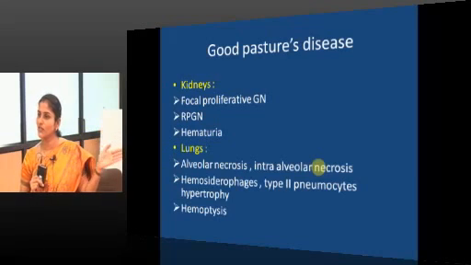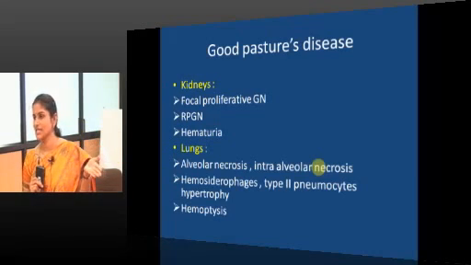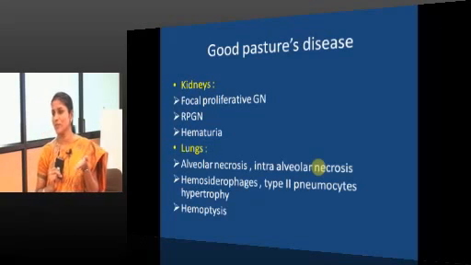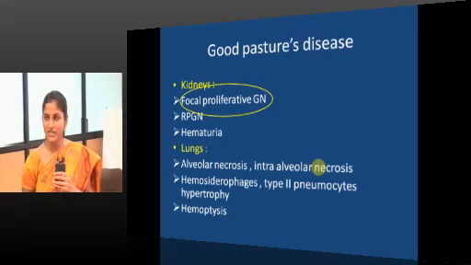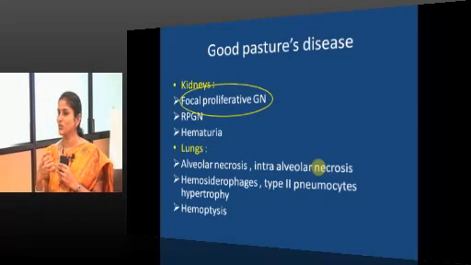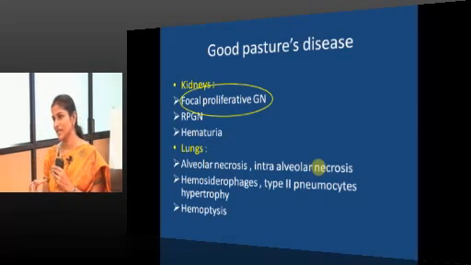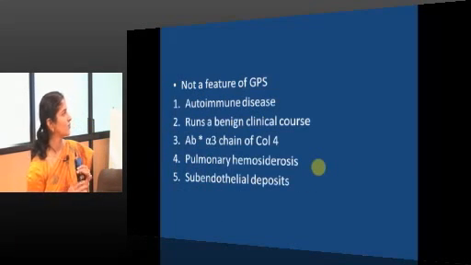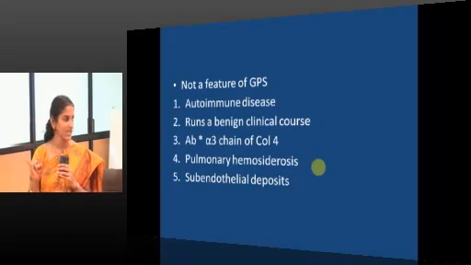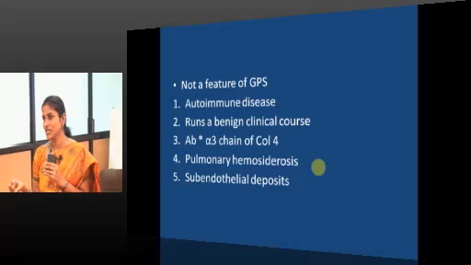Which is the hallmark feature of RPGN? Crescents. Initially, even for RPGN, basement membrane rupture. Good. So hemoptysis will be the symptom that brings a patient to the doctor, and the patient will usually die because of renal failure. So not a feature of Goodpasture's. Is it an autoimmune disease? Yes. Runs a benign clinical course? No. When it can go in for RPGN, it cannot have a benign clinical course.